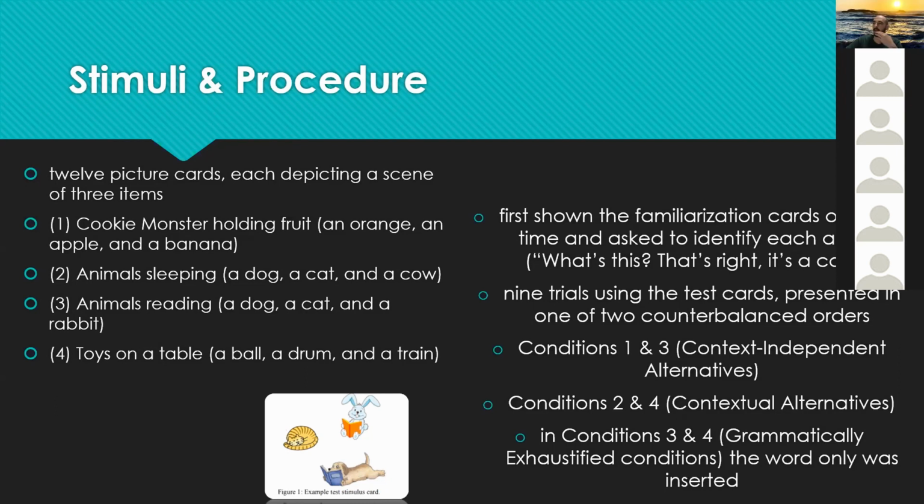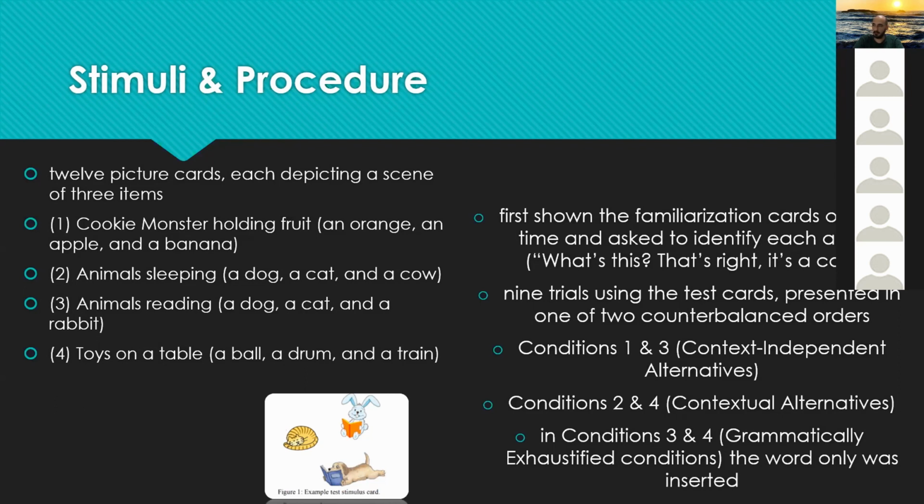So there were 9 trials using the test cards, again asking the children to identify all of the items and then to evaluate the truth value of the statement. And each of the children participated in one of the 4 conditions. Conditions 1 and 3 were the context-independent alternatives, so basically including the quantifier "some". For example, is the Cookie Monster holding some or all of the fruit?